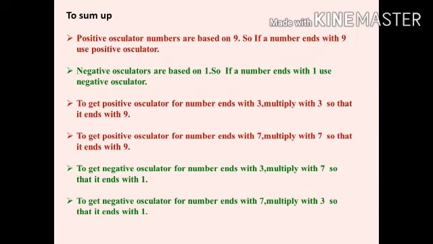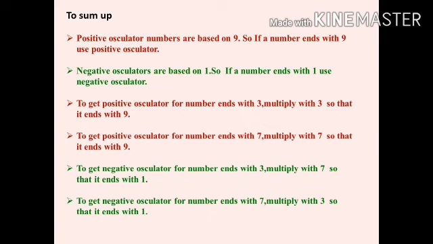Finally, I have summarized the whole concept and given some points to remember. The first point is that positive oscillator numbers are always based on 9. So if a number ends with 9, use the positive oscillator method. The second point is that negative oscillator numbers are always based on 1. So if a number ends with 1, use the negative oscillator method. The third point is that if a number ends with 3 or 7 and you want to calculate the positive oscillator number for that number, multiply 3 with 3 and 7 with 7 so that the number will end in 9. Then calculating the positive oscillator number is very easy.